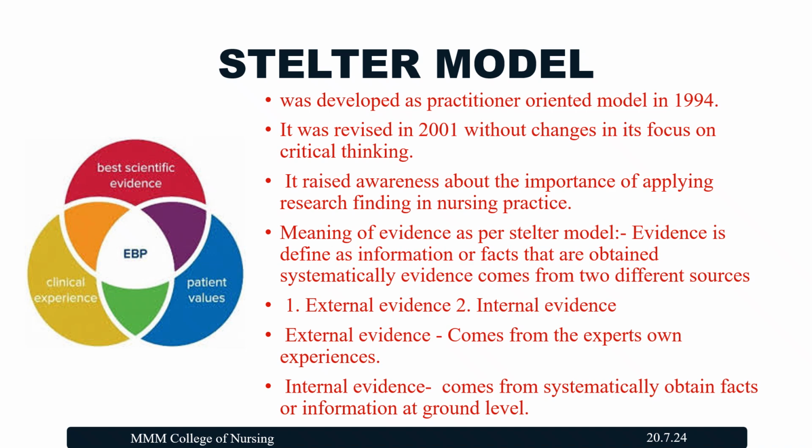Usually the evidence comes from two different sources based on this model. One is external evidence and the second is internal evidence. What is external evidence? External evidence means the information shared by experts from their own experience, the information given by the expert. The second one is internal evidence, which comes from systematically obtained facts or information at the ground level.